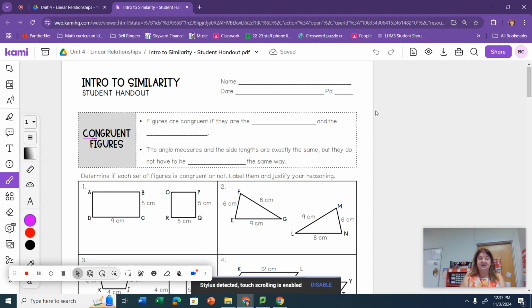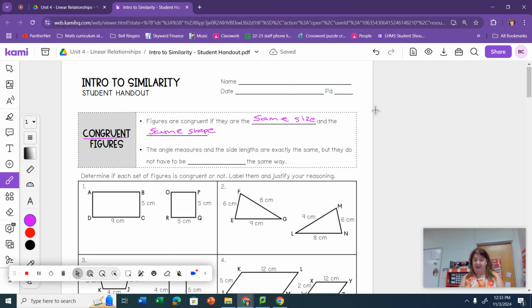What exactly does congruent mean? Well, figures are congruent if they are the same size and the same shape. So same size and same shape, okay? The angle measures and the side lengths are exactly the same, but they do not have to be oriented, and that means facing the same way. Oriented means facing the same way.